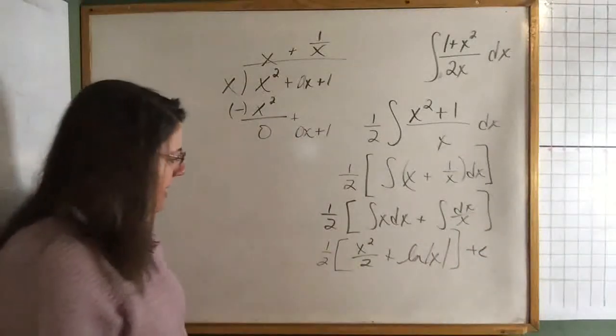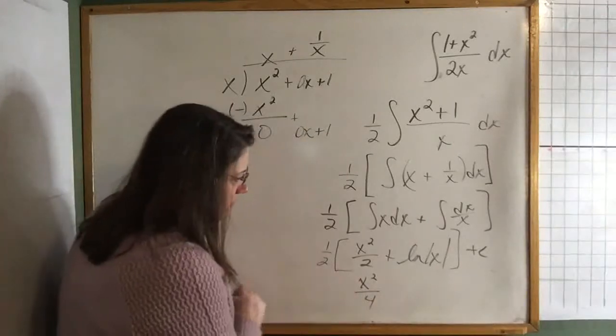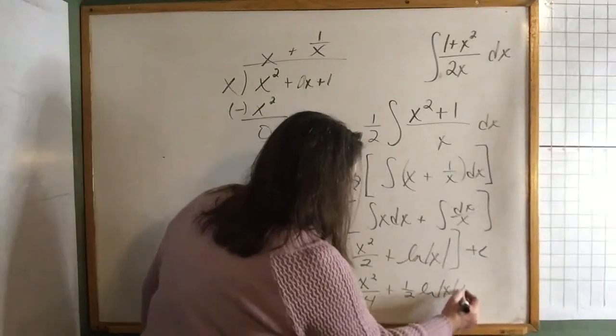So if we simplify that, we will have x squared over 4, or 1/4 x squared, plus 1/2 times natural log of the absolute value of x, plus c.